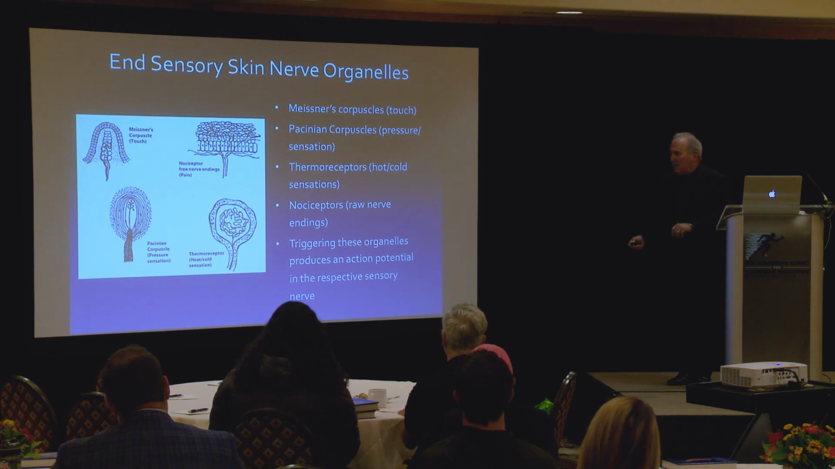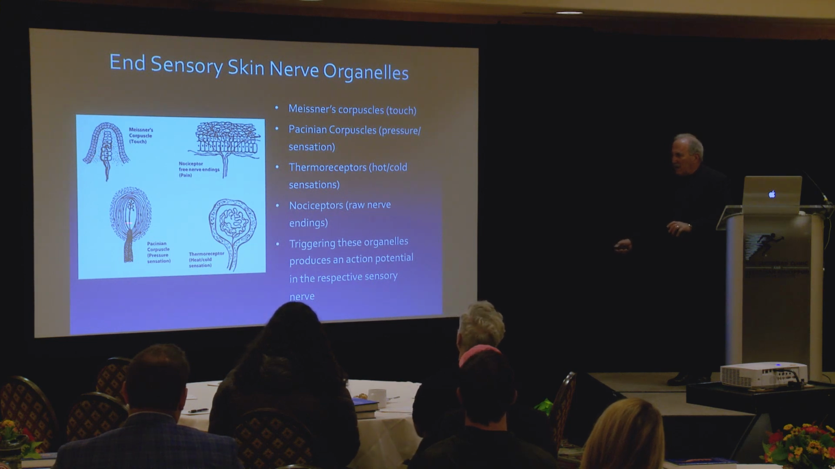So the skin sensors, maybe more than we need, but I thought I'd put them in there. Nociceptors are generally free nerve endings. Meissner's corpuscles are for touch, so you can see how it's designed. Pacinian corpuscles have a greater envelope than these, so they're more for pressure. And then you have thermoreceptors.